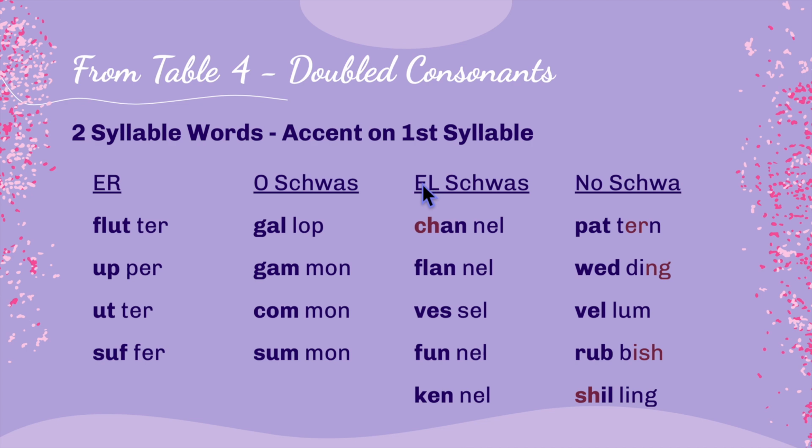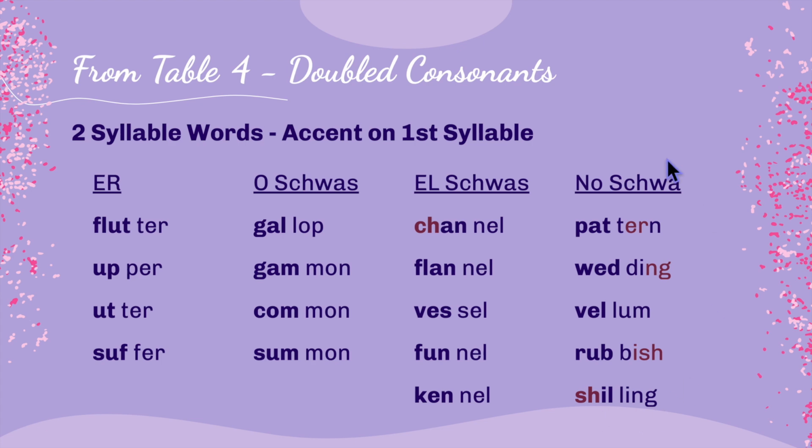In these words, our EL at the end is going to schwa. Remember that CH says ch most of the time. So we have channel. So it's not channel with a clear, short E sound. It's channel, flannel, vessel, funnel, kennel.